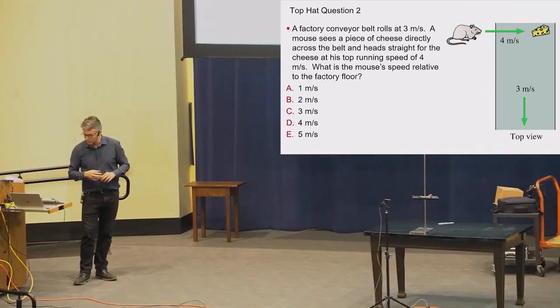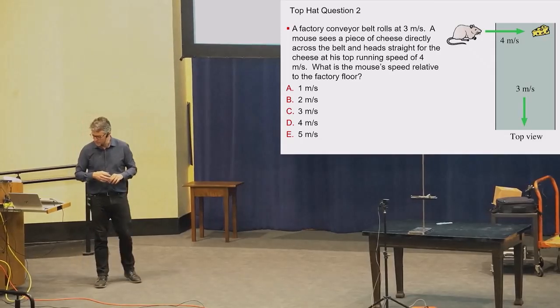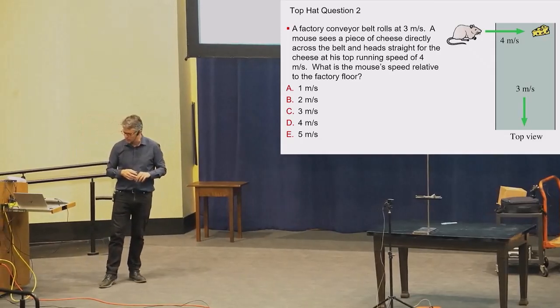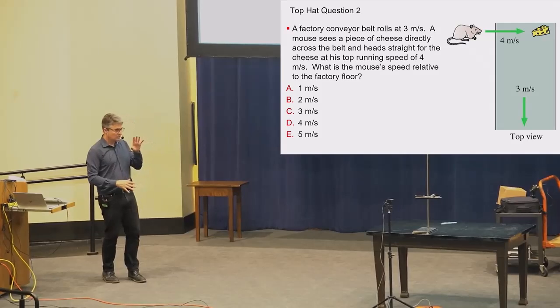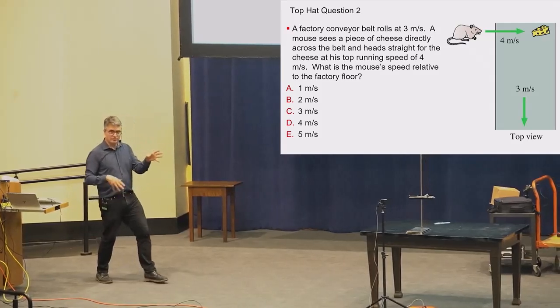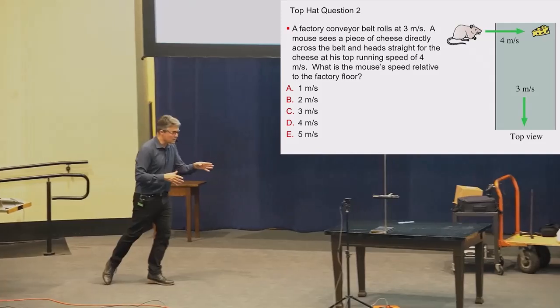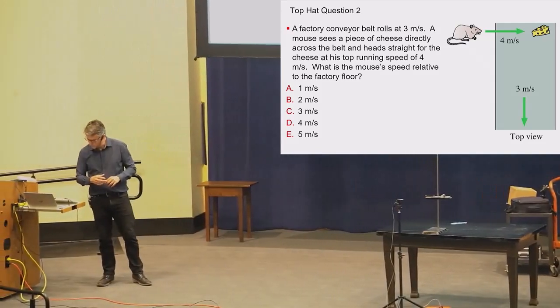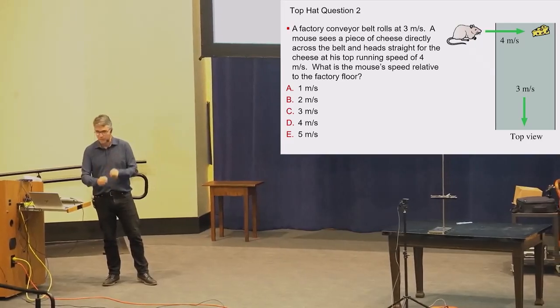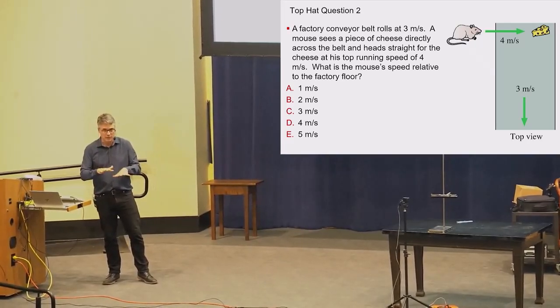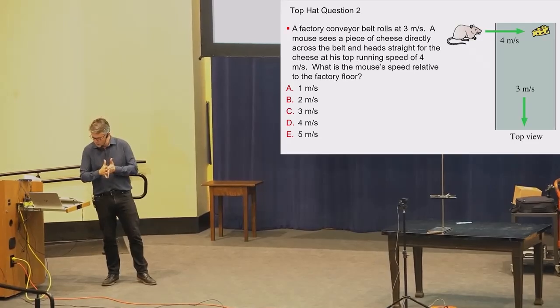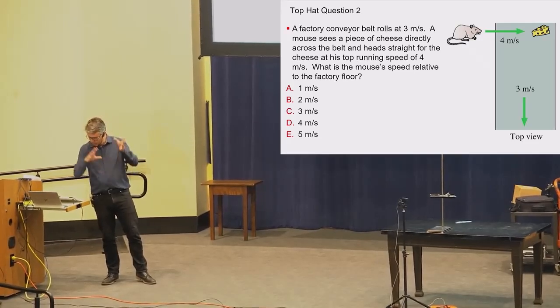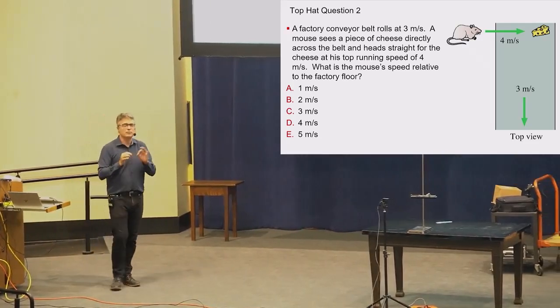A factory conveyor belt rolls at 3 meters per second. A mouse sees a piece of cheese directly across the belt, so relative to the belt the mouse just runs directly towards the cheese. The mouse's running speed is 4 meters per second, relative to the conveyor belt, and the conveyor belt's moving down 3. What's the mouse's speed relative to the floor?